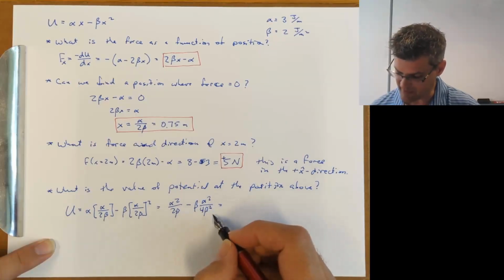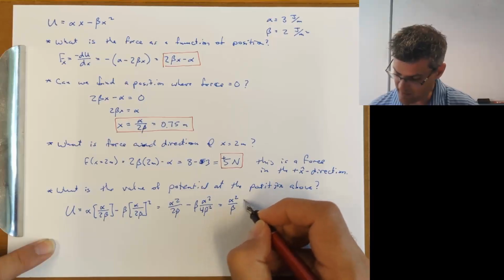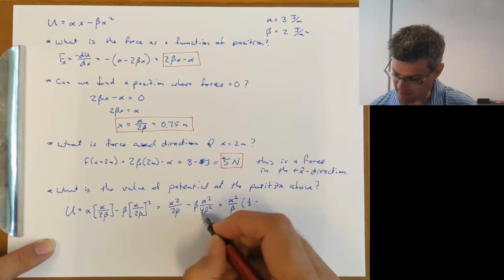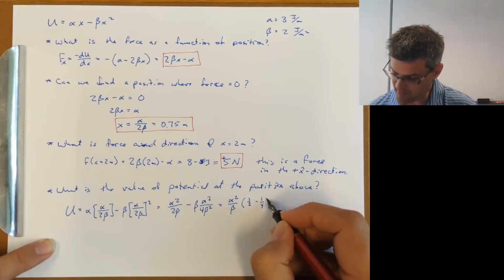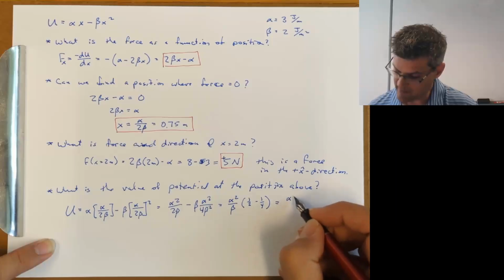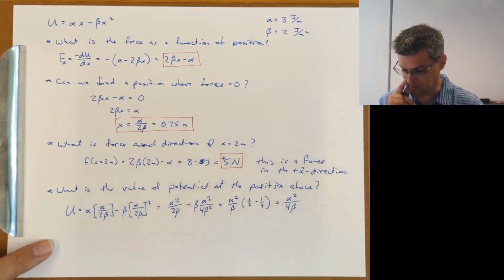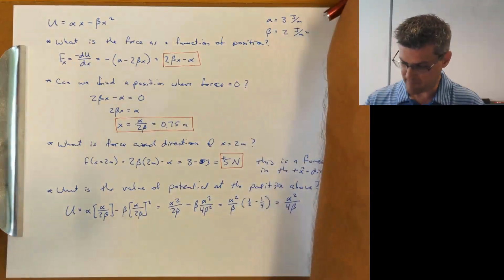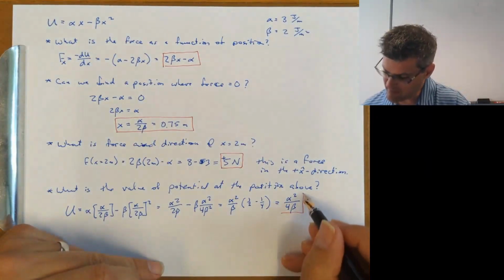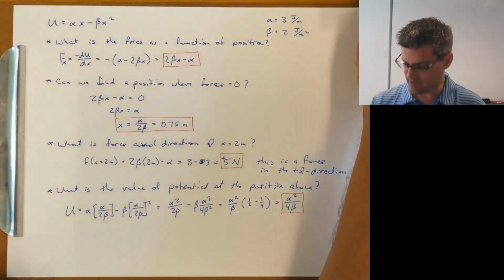Beta cancels with beta here. We've got an alpha squared over beta. Here we've got a 1/2. Here I've got a 1/4. 1/2 minus 1/4 is 1/4. So this is alpha squared over 4 beta. This is the value of the potential where the force is equal to 0.